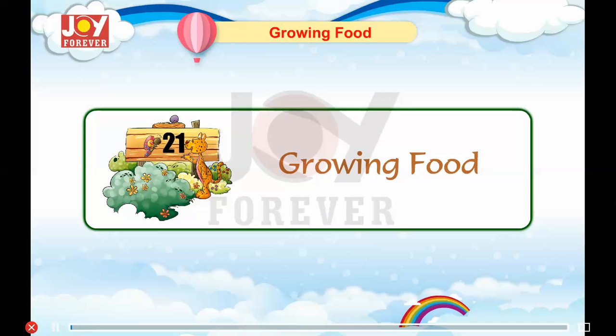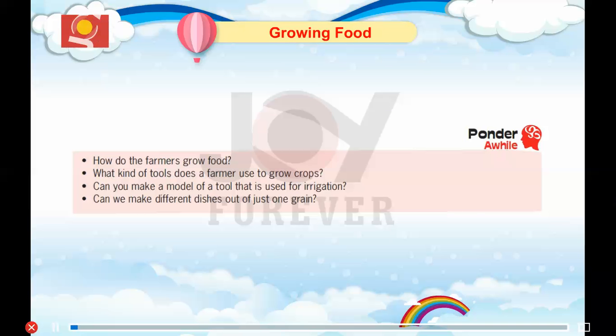Chapter 21. Growing Food. Ponder a while. How do the farmers grow food? What kind of tools does a farmer use to grow crops? Can you make a model of a tool that is used for irrigation? Can we make different dishes out of just one grain?